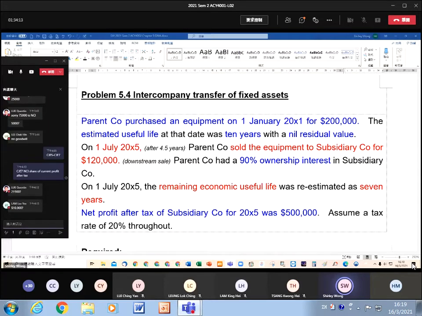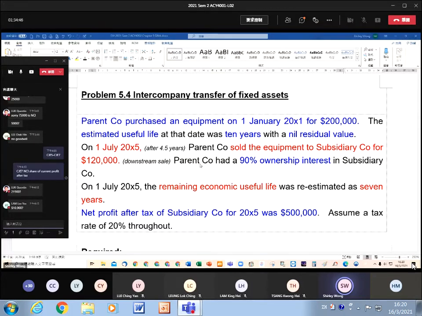Second paragraph, after use for several years, on 1st of July 2005. When you compare 1st July 2005 with 1st of January 2001, it is 4.5 years. So after you use it for 4.5 years, the parent company decides to sell the equipment to the subsidiaries for 120,000. So it no longer wants to use it. Therefore, it sells it to its subsidiaries. So it is a downstream sale.